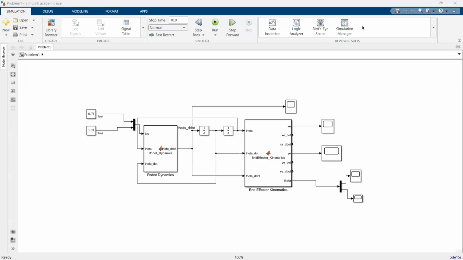However, the robot tip remains within the physical workspace of the robot, whose maximum reach is L1 plus L2 equal 1.1 meters. In conclusion, problem one shows the natural behavior of the robot under constant torque inputs without any control system.